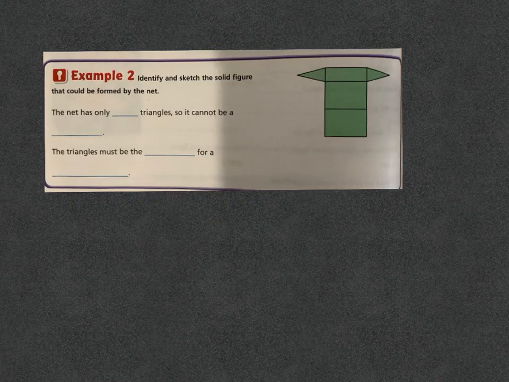All right, and so equally difficult for me is moving from a net back into a 3-dimensional figure, and that's what example 2 shows us how to do. What I do notice is that I've got these 2 triangles here, and then I've got rectangles. These lateral sides are going to be my rectangles, and I know that pyramids have lateral sides that are triangular. Prisms have rectangular lateral sides. So I know I have some sort of prism, I should say. So the net has only 2 triangles, so it cannot be a pyramid.